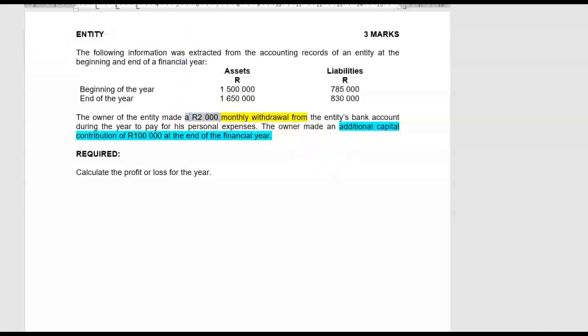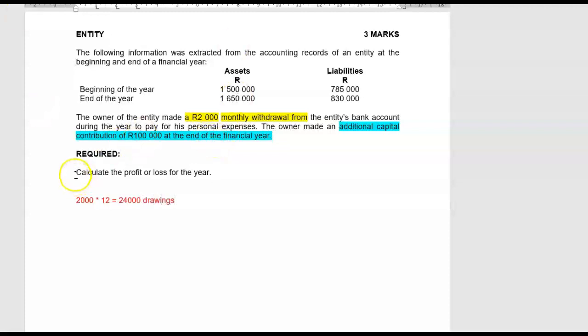So there was a 2,000 Rand monthly withdrawal. So if you're going to calculate that, you will say, okay, well, let's do it here. 2,000 times 12 equals 24,000 Rand. And that is his drawings figure for the year.